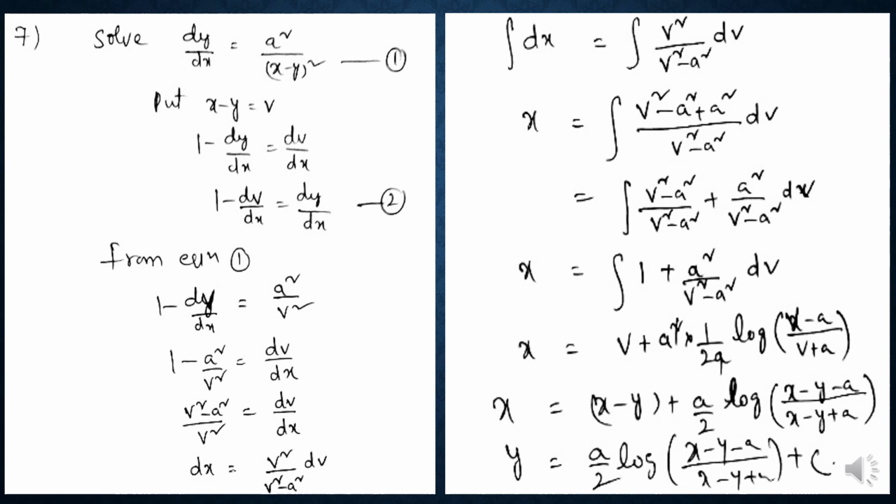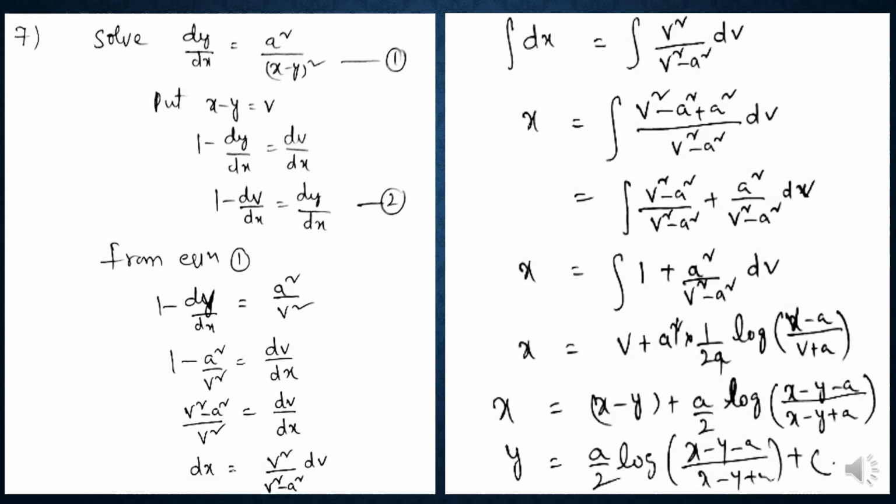Now this can be written as x is equal to, what is v here, v is equal to x minus y, plus here a by 2 into log of x minus y minus a by x minus y plus a. So by cancelling this x on both sides, we will get minus y becomes plus y is equal to a by 2 into log of x minus y minus a by x minus y plus a, plus c, the integral constant.